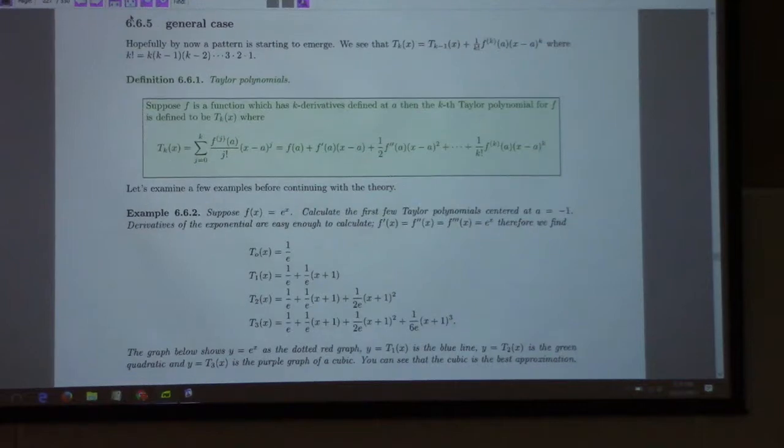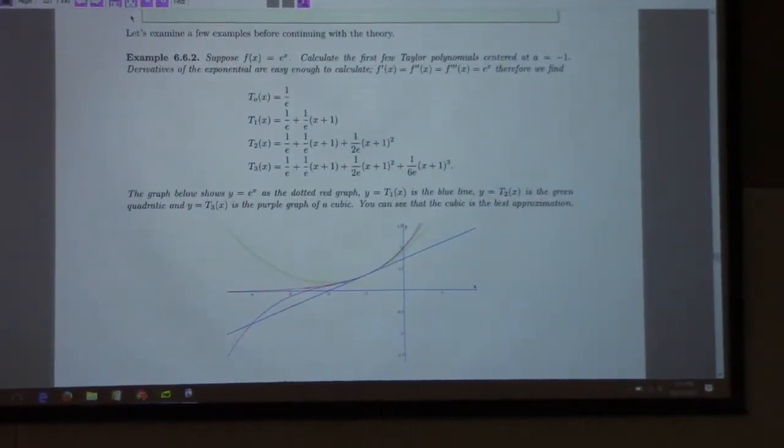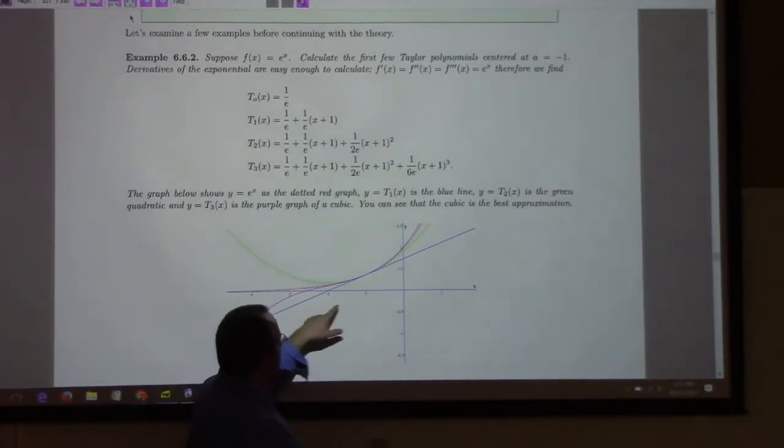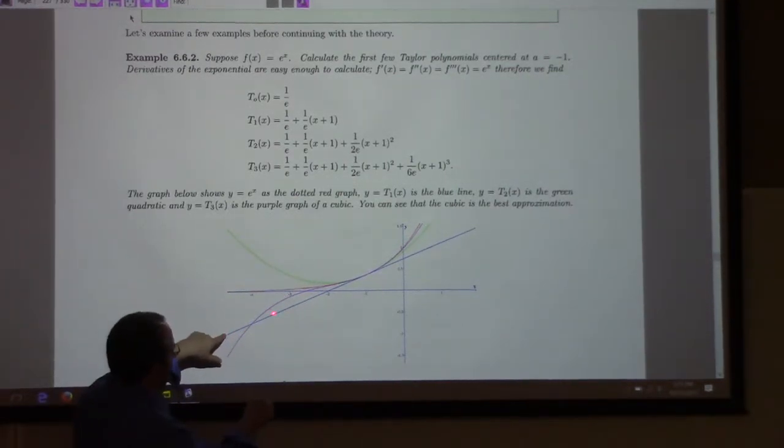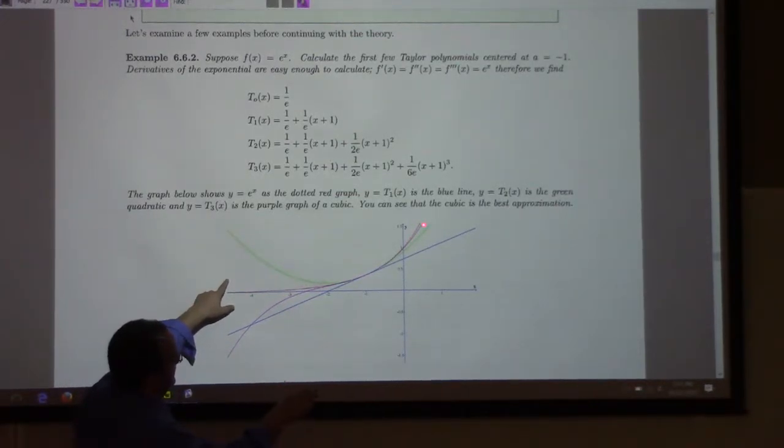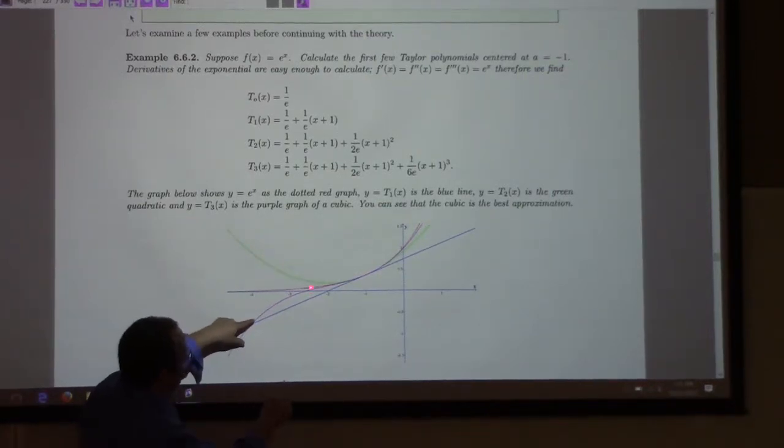And so I have a few examples, a few visualizations here, just showing you how it works. Here's the exponential, and I find the first few Taylor polynomials centered at -1. It's easy enough to calculate derivatives of the exponential. And so there you go. There's the 0th, the first, the second, the third Taylor polynomials all centered at -1. And I've even got them graphed over here. The red line is the exponential. This is the tangent line to the exponential at -1. Here's the best quadratic approximation, right? The best cubic approximation is this purple curve. And then the best quartic, I think I might even have graphed.